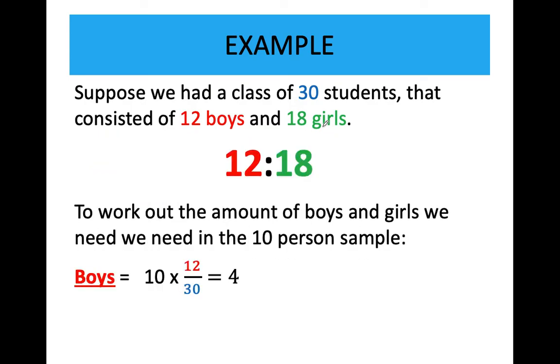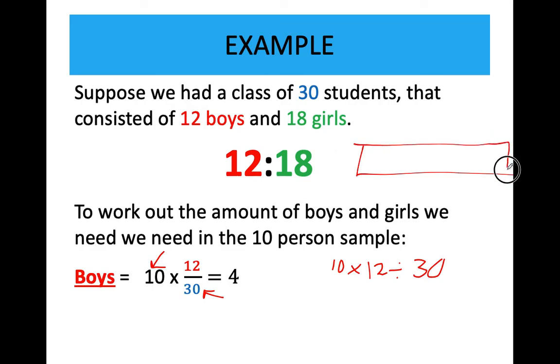So the first thing you need to do is get the amount in the new sample. And then you need to say, well, in the original class, we had 12 out of a total of 30. So you need to multiply this fraction with this number. You can do this on the calculator. If you don't have a fraction button, you can write 10 times 12 divided by 30, and that will give us 4, which means in our new sample size of 10, 4 of those people are going to be boys.